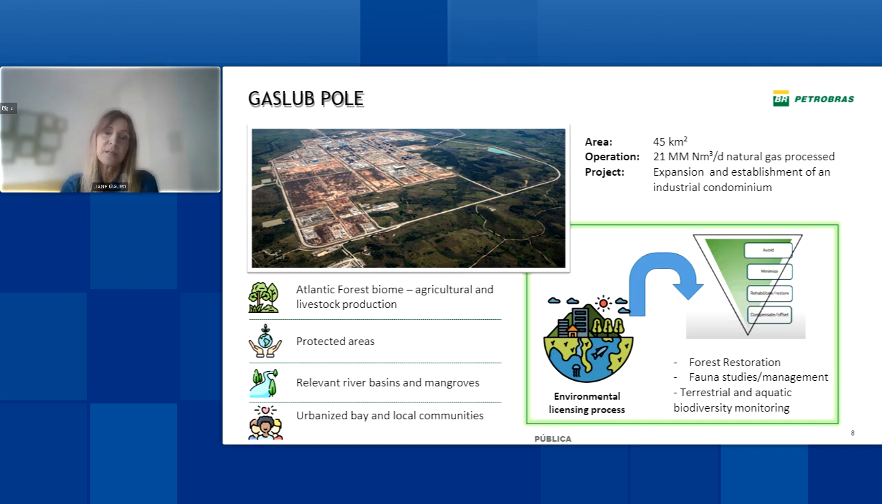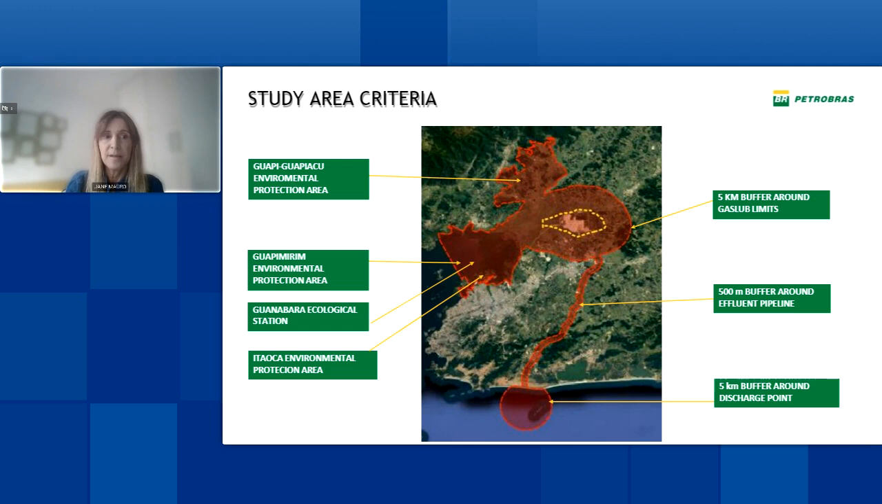We applied the mitigation hierarchy from the time the site was constructed, and through our environmental licensing process. So there are already many biodiversity actions, such as forest restoration, fauna studies, fauna management for wildlife within the site, and terrestrial and aquatic biodiversity monitoring being developed by the unit.